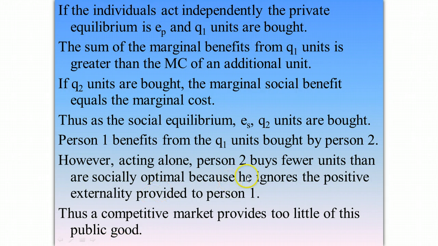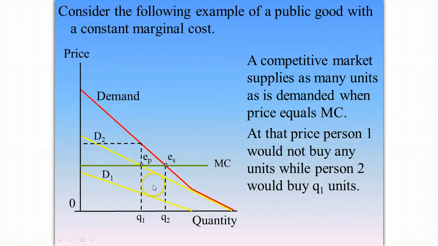However, acting alone, person 2 buys fewer units than are socially optimal. So person 2, who gets a net benefit from the security, will only go as far as Q1. They're not going to say, oh, I could buy more security and the mobile phone shop is going to benefit. That's not the way they're going to operate. They're going to look privately at their own costs and benefits and say, where does it stop becoming worthwhile for us to hire additional security? And that happens here. So we end up at Q1.